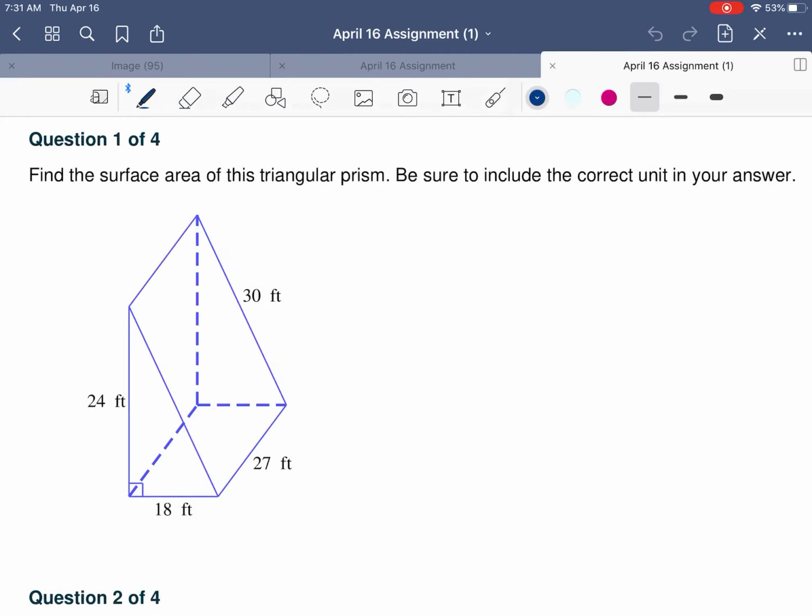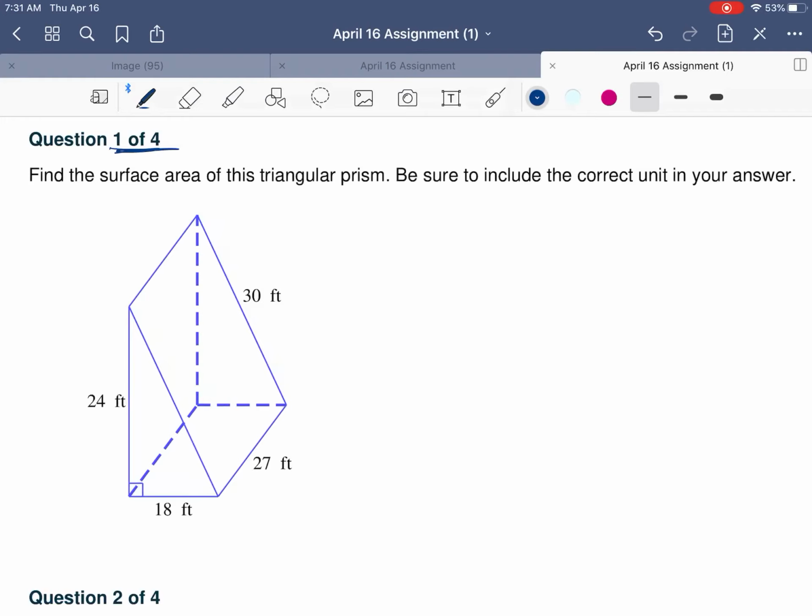Today you'll notice that there's only 4 questions on this assignment, but a couple of these are surface area of triangular prisms, and there's a few steps to those, so that's why there's only 4 problems on this assignment, and actually 2 of them are only the triangular prisms. So first of all, I want to show you what you want to do with the triangular prism.